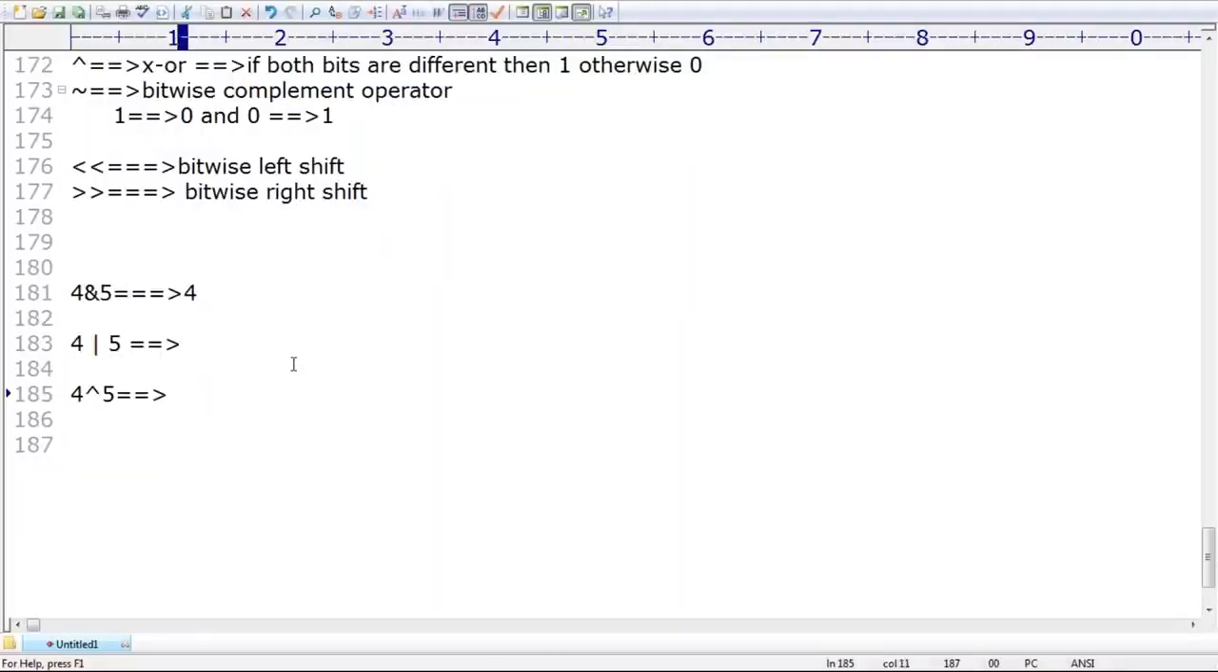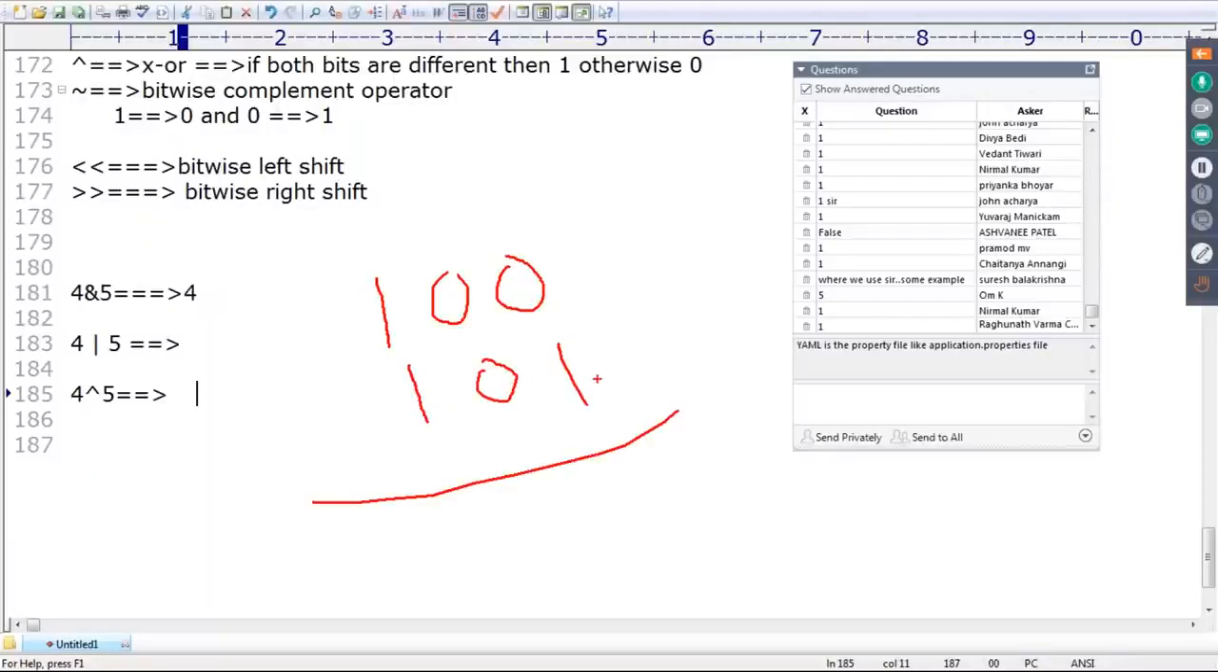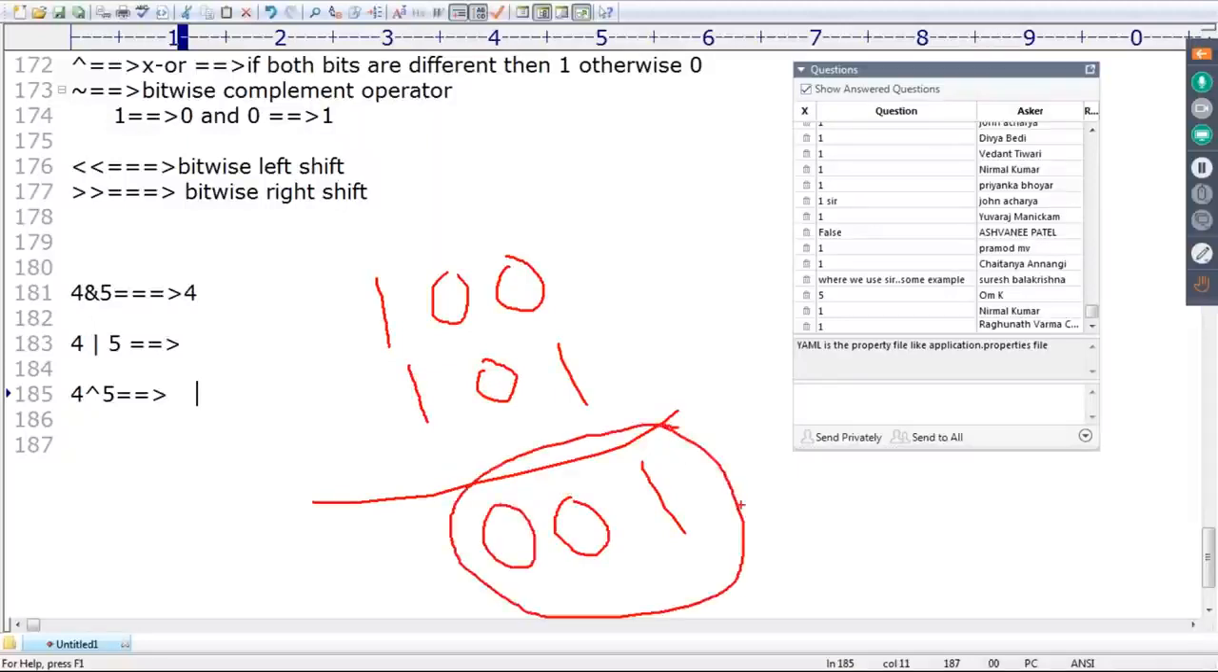4 XOR 5. Okay? Now 4 means what? 1 0 0. 5 means what? 1 0 1. Sir, 0 and 1, both are different, so 1. 0 and 0, both are same, so 0. 1 and 1, both are same, so 0. Then automatically 0 0 1. What about its value, sir? 1 is the answer. 0 0 1, its value is 1. 1 itself is the answer, sir.